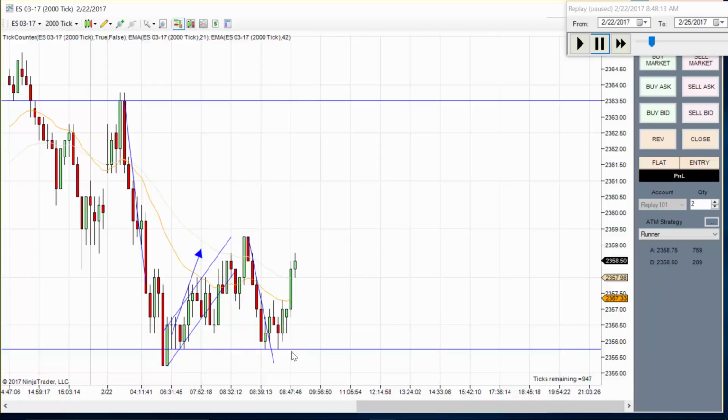So you could call that a good long. It's not one that I would personally take. I'm just not very good at an entry like that. It backfires on me more than it works out for me, so I just skip those.